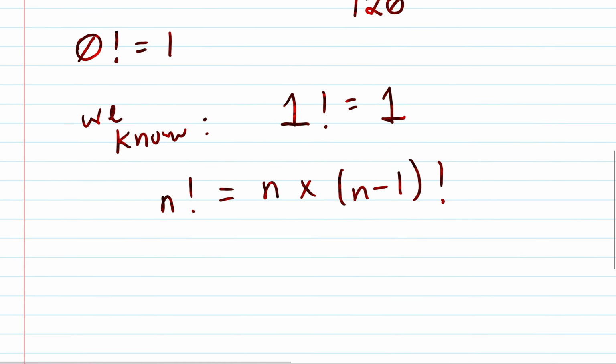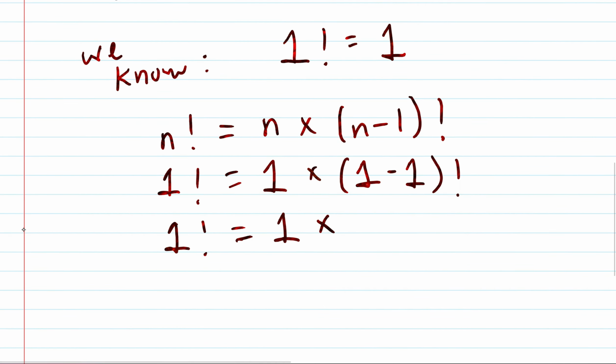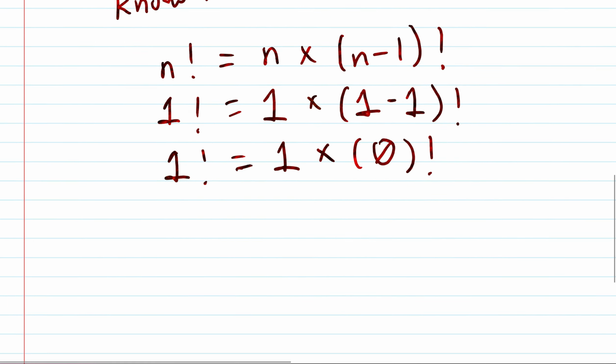And now I'll just substitute in 1 factorial. I'll plug in the 1 for n, a 1 for this n. So we get 1 times the quantity of 1 minus 1 factorial. In our next step, we have 1 on the right side times what would be 0 factorial. So we're saying 1 factorial on the left is equal to 1 times 0 factorial. So 1 times 0 factorial must equal 1.